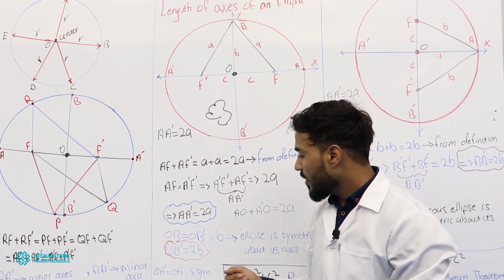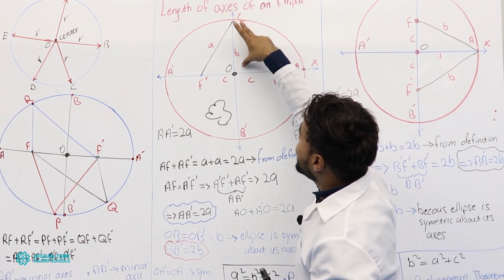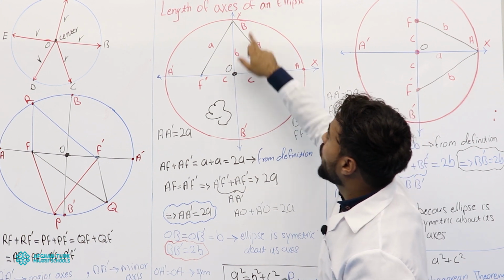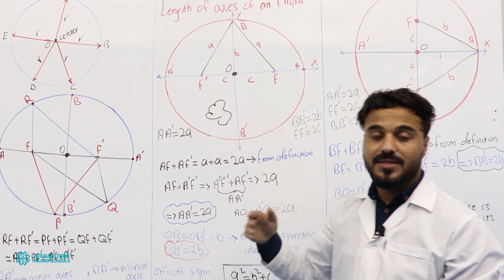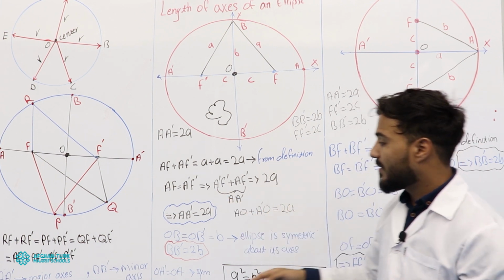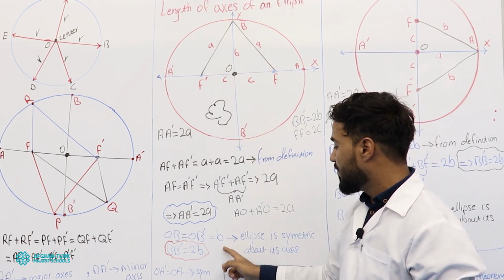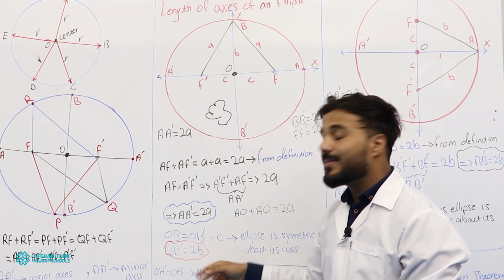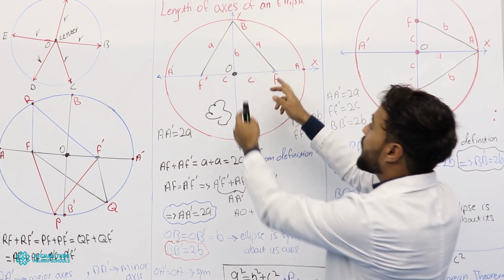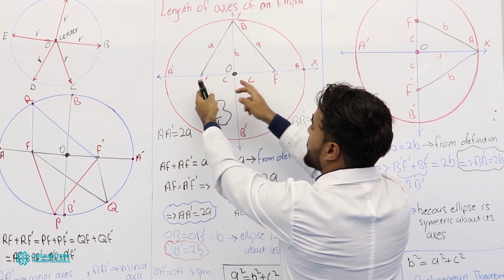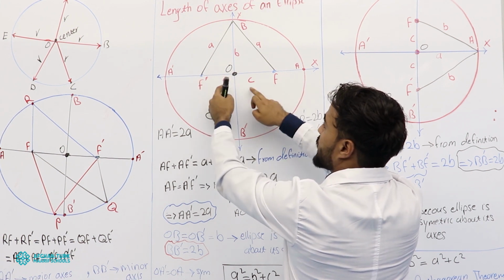Also, we know that here we have b. So this distance is equal to this distance. It means that OB is equal to OB prime, because ellipse is symmetric about its axis. So we can write that OB is equal to OB prime. Here you know that OB is equal to b. So BB prime is equal to 2b, b plus b is equal to 2b. And also here we have c, and also here we have c. The distance between the foci of this ellipse is equal to 2c.